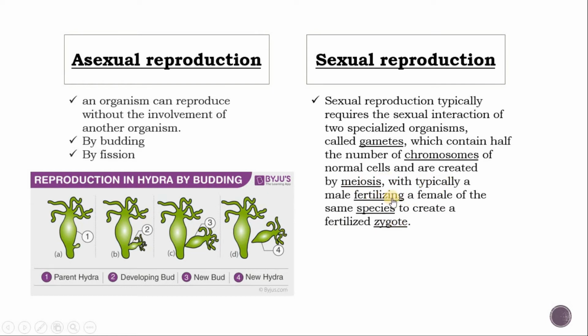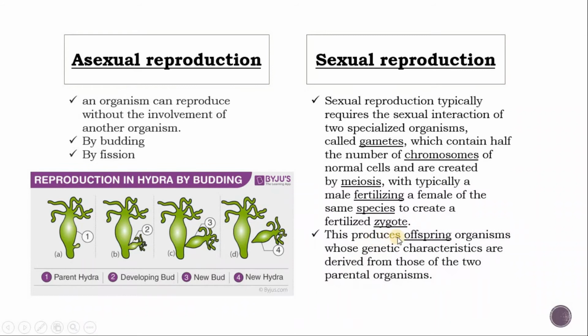After this process, the male gamete fertilizes the female gamete of the same species to create a fertilized zygote or embryo. These produce offspring organisms whose genetic characteristics are derived from those of the two parental organisms. Sexual reproduction also involves sexual dimorphism and hermaphroditic animals. What is sexual dimorphism? Here the male and female are separate organisms, and in a hermaphrodite, both the male and female reproductive organs are in the same animal.